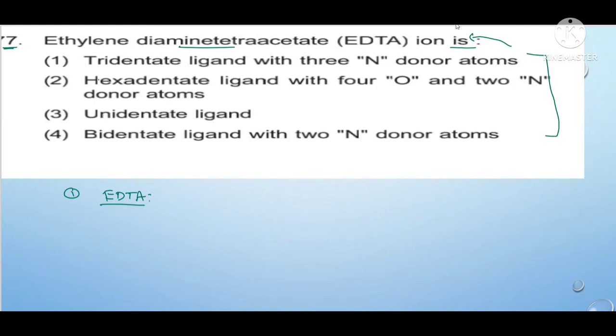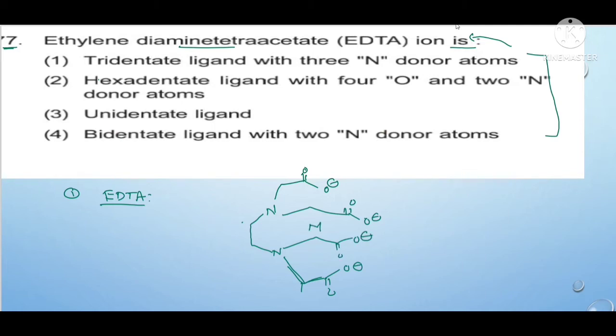Okay, its structure is ethylene, that means two carbon groups, 1, 2, ethylenediamine, two nitrogens. Here N, here N, four acetates. We have to write C double bond O minus, one acetate, and here C double bond O minus, another acetate. Here C double bond O minus, third acetate. This is the fourth acetate. Assume the metal is present here.